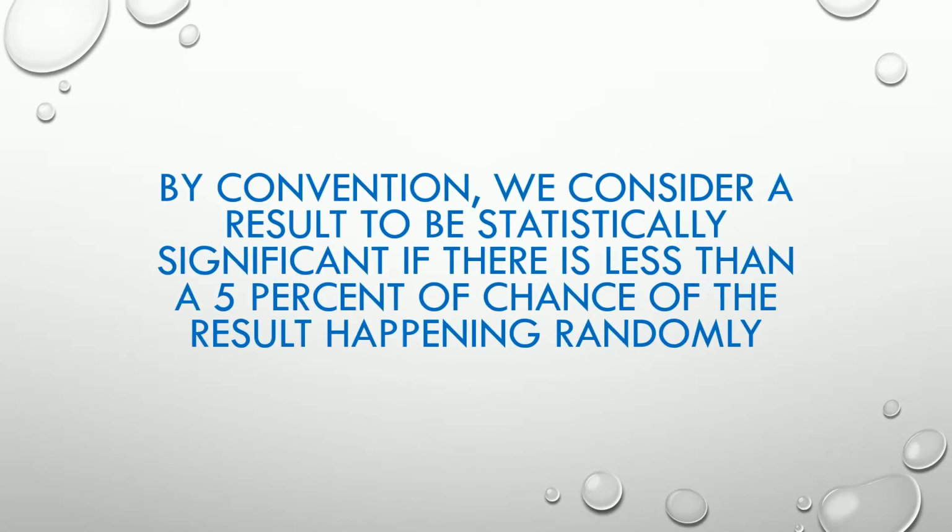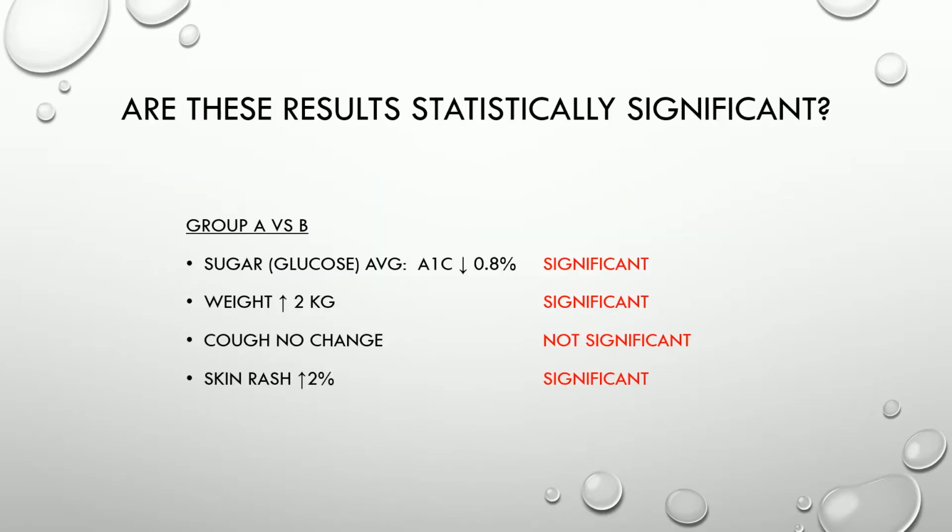By convention, we consider a result to be statistically significant if there's less than a 5% chance of the result happening randomly. So what we find, after we've done the calculation of statistical significance, is that the 0.8% reduction in A1C was statistically significant between Groups A and B. The increase in weight gain was also found to be statistically significant. In terms of the cough, since there was no change, this was not statistically significant. But with the skin rash, again we did the calculation and we found it to be statistically significant.